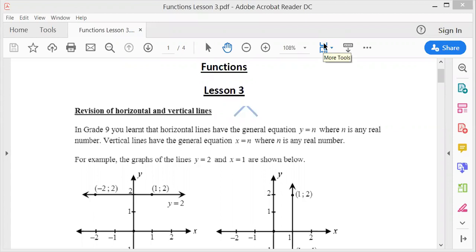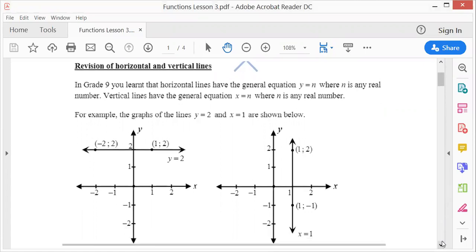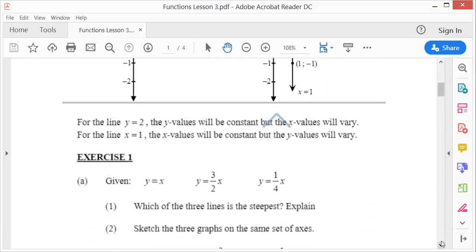Functions, Lesson 3. This is straight line graphs, horizontal and vertical lines. Remember, guys, in grade 9 you learned that horizontal lines have the general equation y equals n. So which is this one here, a line which is horizontal. Vertical lines have the equation x equals n. Why is it y equals n? Because it's a y value only. Here it is x equals n, because there's only an x value. So those are the equations for vertical and horizontal lines.